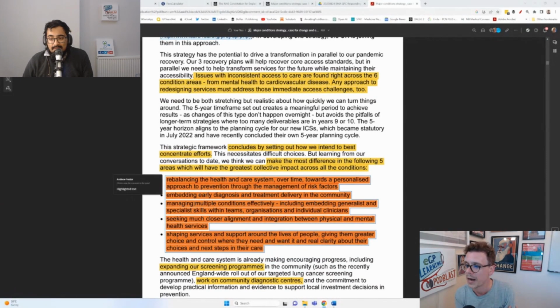They talk about managing multiple conditions, so embedding generalist and specialist skills within teams. So there's talk about the importance of generalism and embedded teams. I think this might speak a bit towards neighborhood teams, and there's a lot of focus on this going forwards. What do you think that might look like, Gandhi? I think it can occur in different ways, isn't it?